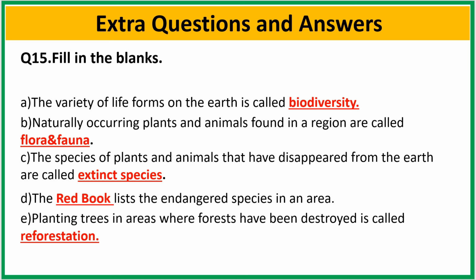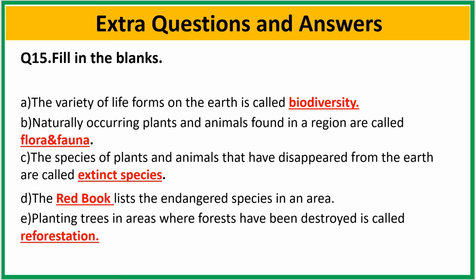Question number A. The variety of life forms on the earth is called dash. So, the variety of living organisms existing on earth is known as biodiversity. Question number B. Naturally occurring plants and animals found in a region are called dash. So, the different plants growing in an area are called flora and the different animals found in a particular region are known as fauna. So, the answer is flora and fauna.